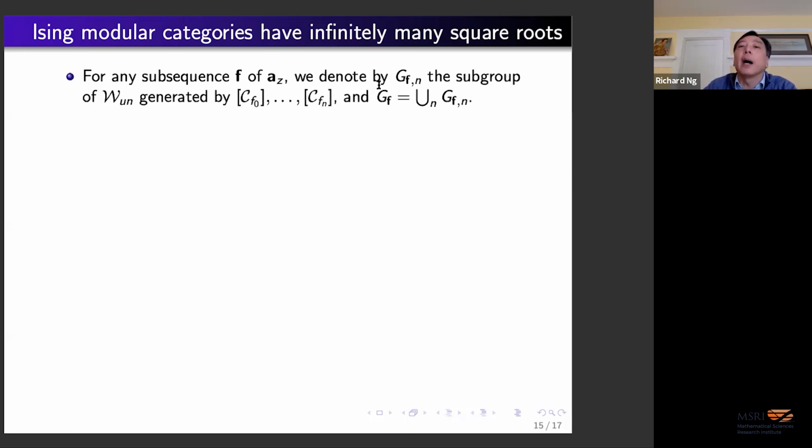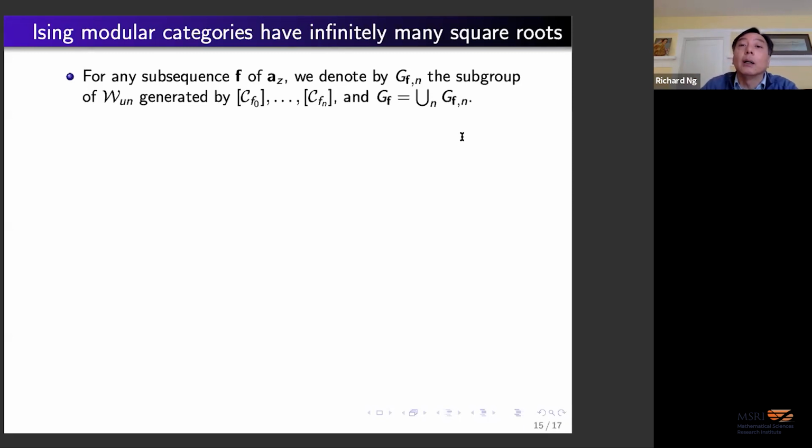We denote by G_{F,n} the subgroup of the Witt group generated by the classes c_{f_0}, c_{f_1}, and so on up to c_{f_n}. Basically, I take the first n terms of this sequence f, look at the corresponding quantum group categories c_r, and form the subgroup generated by these classes. I call it G_{F,n}. You can take the direct limit and get G_F, so you basically union all of them. Does it make sense to everyone?